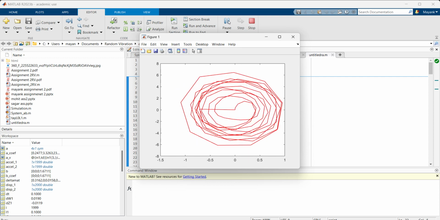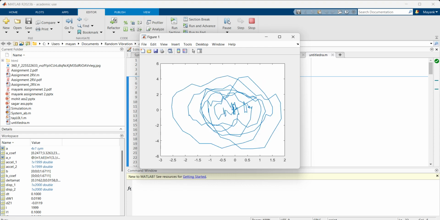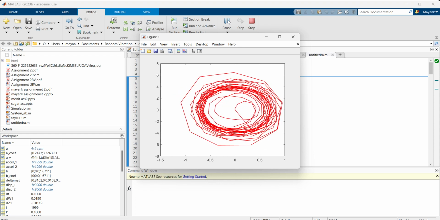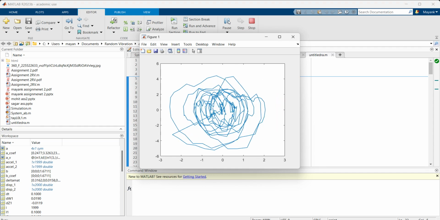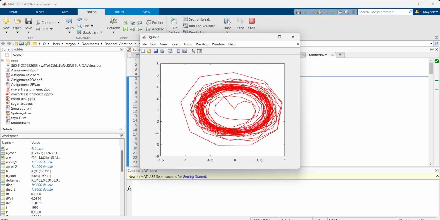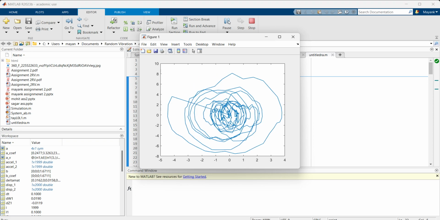The red one is for mass M1 and the blue one is for mass M2. You can see that mass M1 will become stable now, and M2 will keep on giving random outputs.